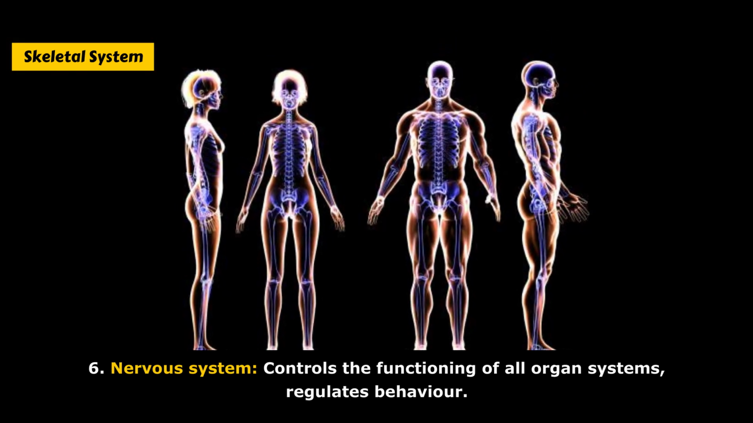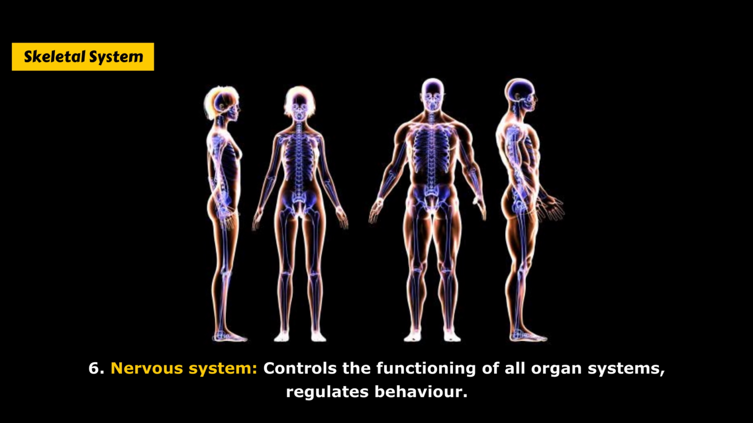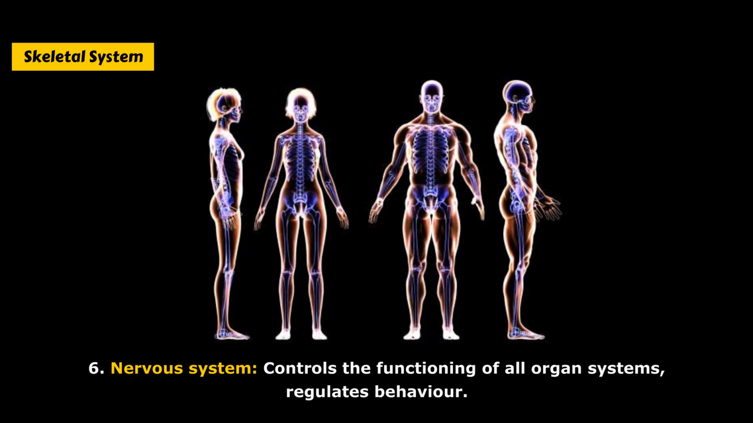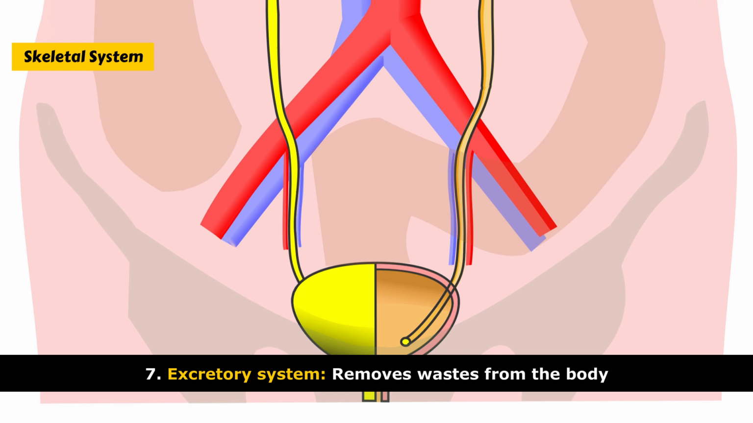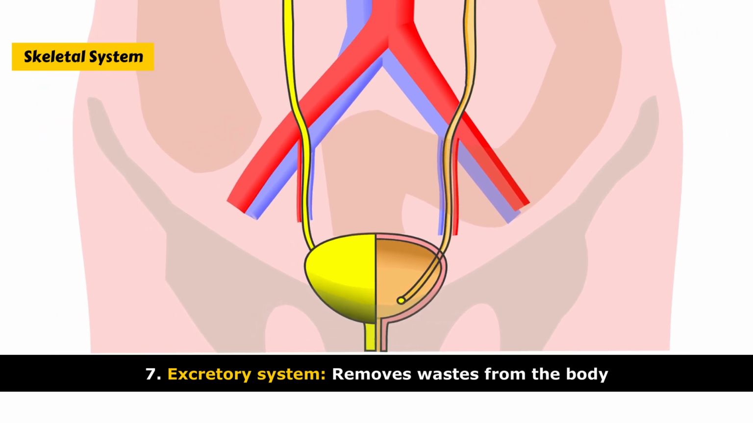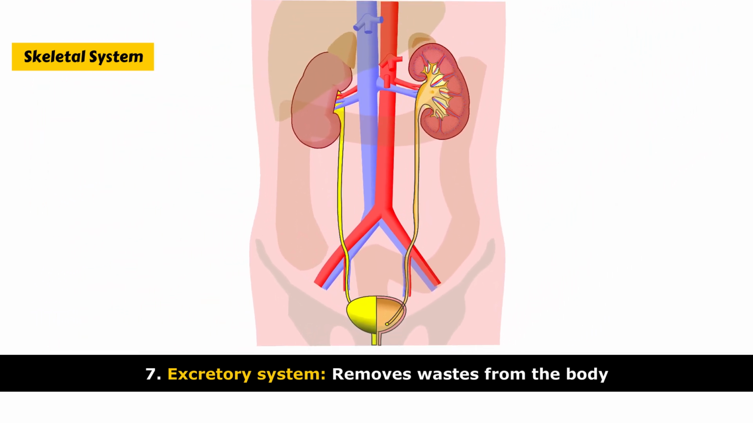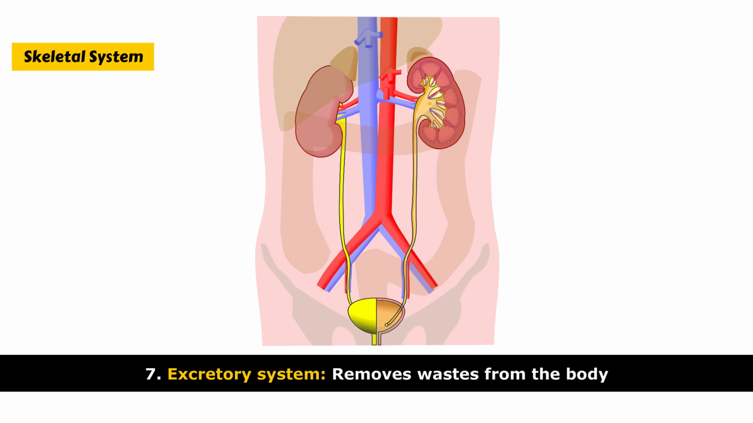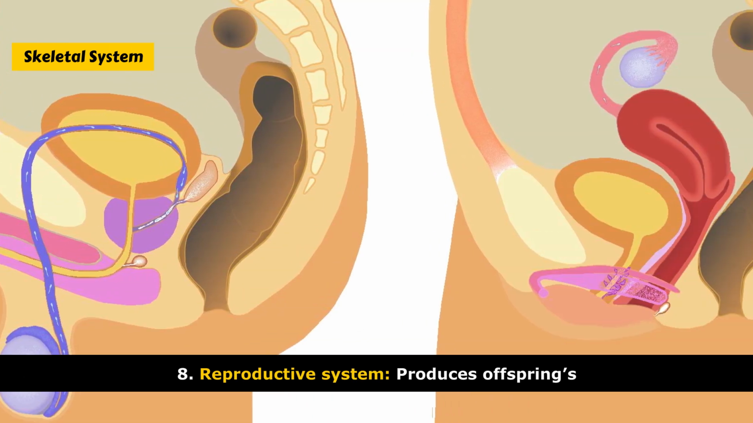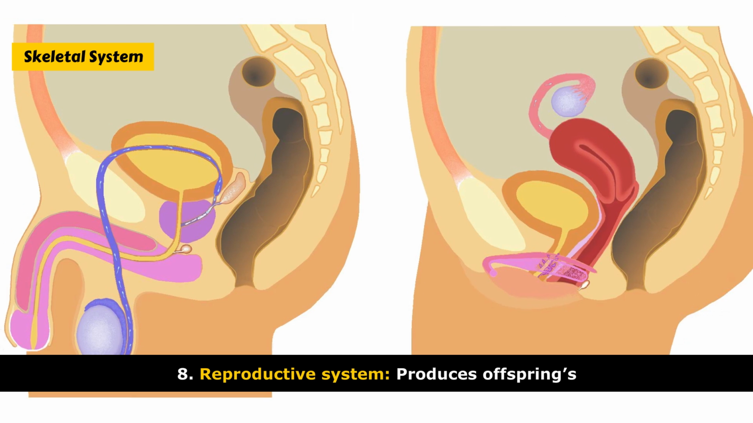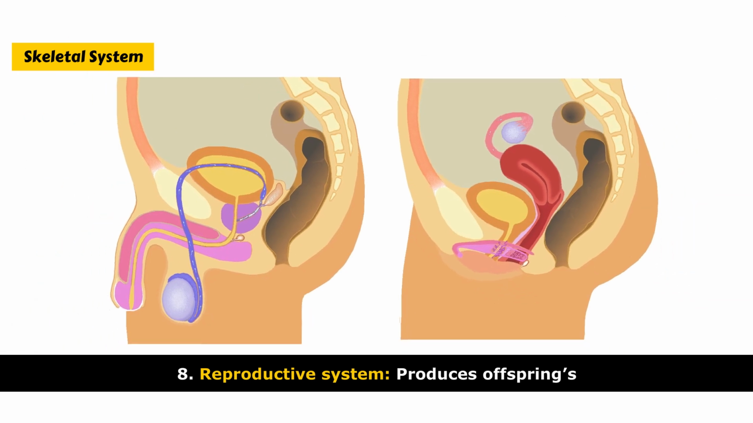6. Nervous system. Controls the functioning of all organ systems, regulates behavior. 7. Excretory system. Removes wastes from the body. 8. Reproductive system. Produces offsprings.